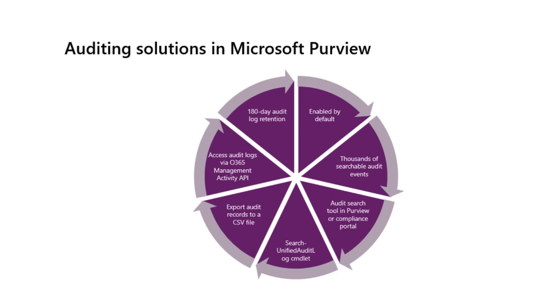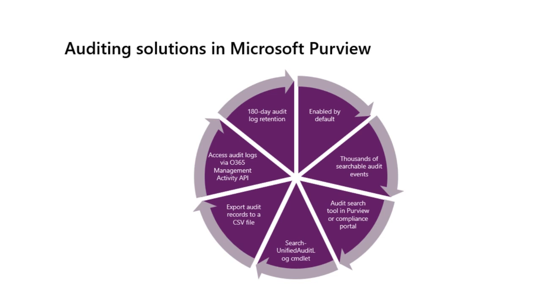Microsoft Purview Audit (Standard) provides you with the ability to log and search for audited activities and power your forensic, IT, compliance, and legal investigations. Enabled by default: Audit (Standard) is turned on by default for all organizations with the appropriate subscription. That means records for audited activities are captured and searchable. Thousands of searchable audit events.